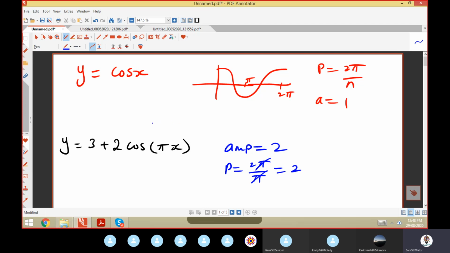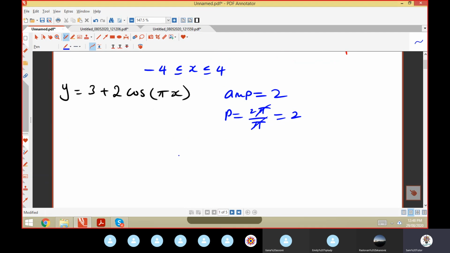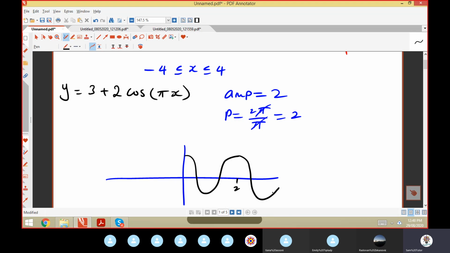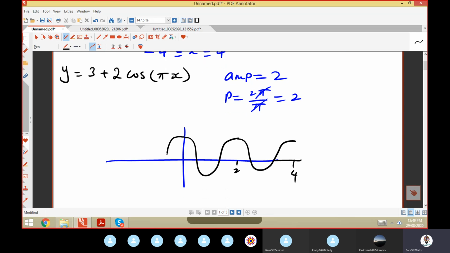Then I give you a domain, and I say the domain is, let's go negative 4 to 4. So every 2, you should see 1 cos. All right, let's see how this would look. There's my graph. Again, always draw the one that's not shifted. So I'm going to draw just 2 cos pi x. There's 1, that's 2. This is really bad. On 4. And then we go to the left. Minus 2. Minus 4. What's my amplitude?